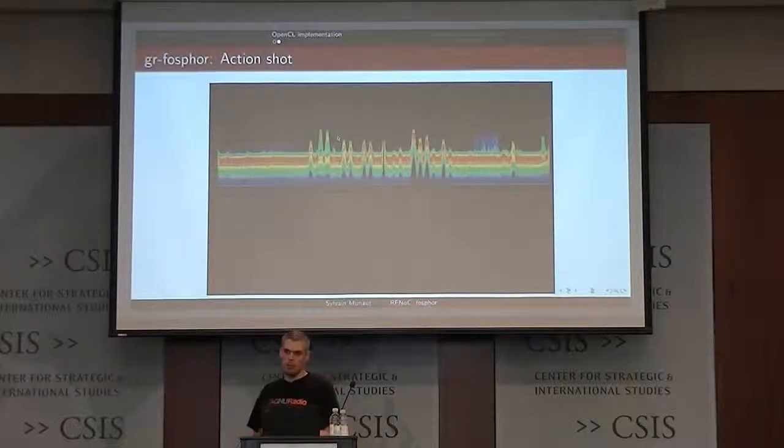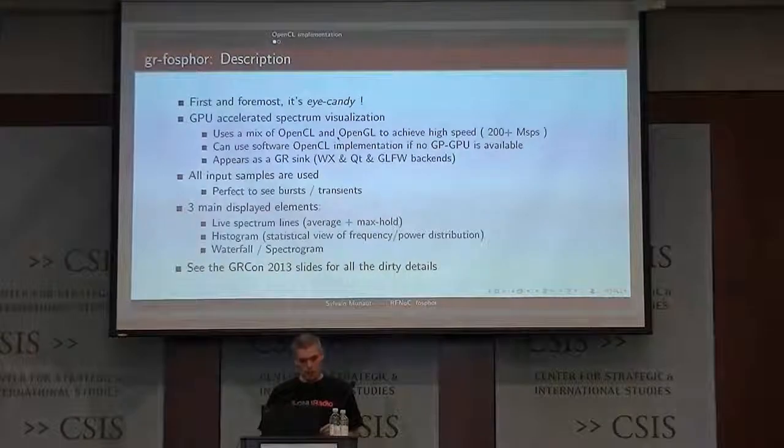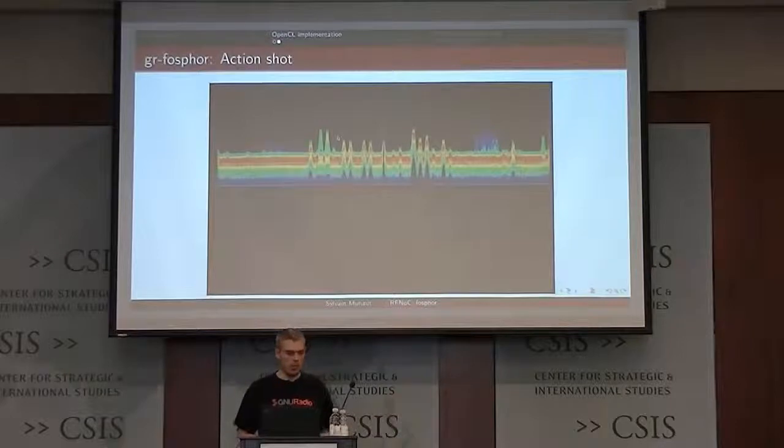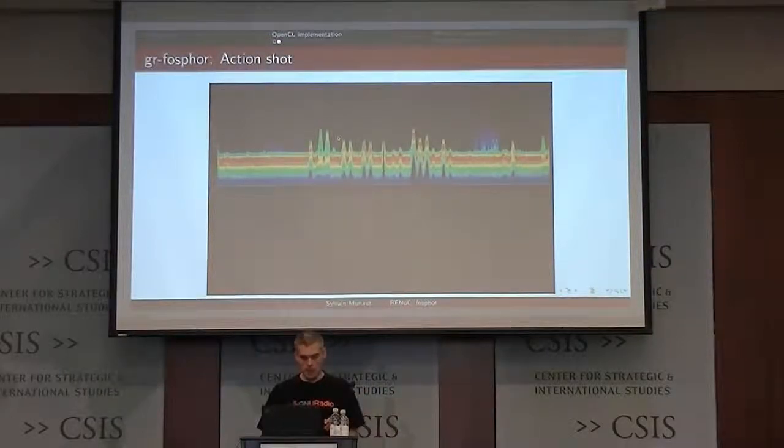That's what makes Phosphor great. Unfortunately, that's also what makes it pretty computationally intensive, especially if you're trying to process hundreds of megahertz of spectrum at once. That's why the original implementation used GPU and OpenCL to accelerate this. If you want all the details about this, you can refer to my GRCon 2013 slides.